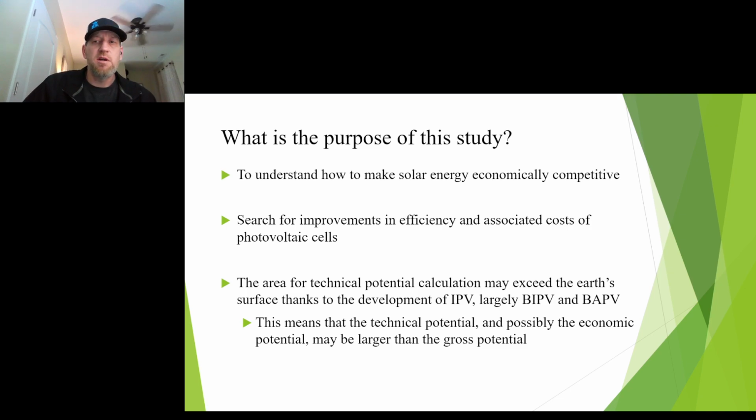So the purpose of this study is to explain and understand how to make solar energy economically competitive, as well as searching for improvements in efficiency and associated costs for photovoltaic cells. The area for technical potential calculation may exceed the Earth's surface thanks to the development of IPV, largely BIPV and BAPV. This means that the technical potential and possibly the economic potential may be greater than the gross potential.